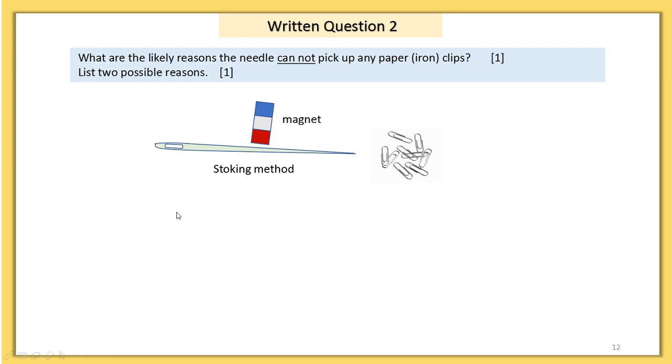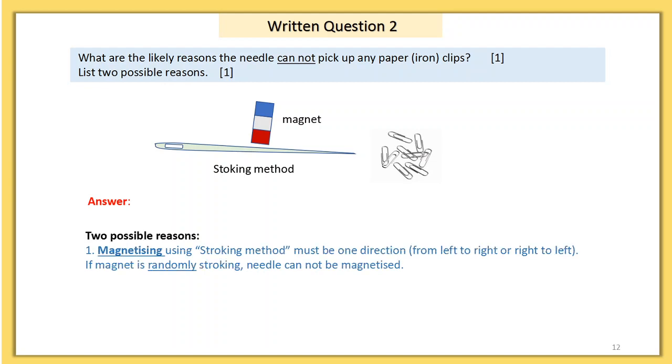Well, let us check whether your answer tallies with the recommended solutions. 2 possible reasons. Number 1, magnetizing using stroking method must be in one direction, from left to right or right to left. If the magnet is stroking back and forth, the needle cannot be magnetized. Number 2, needle is made of non-magnetic material, or you can say needle is made of copper. Are your answers similar to this?